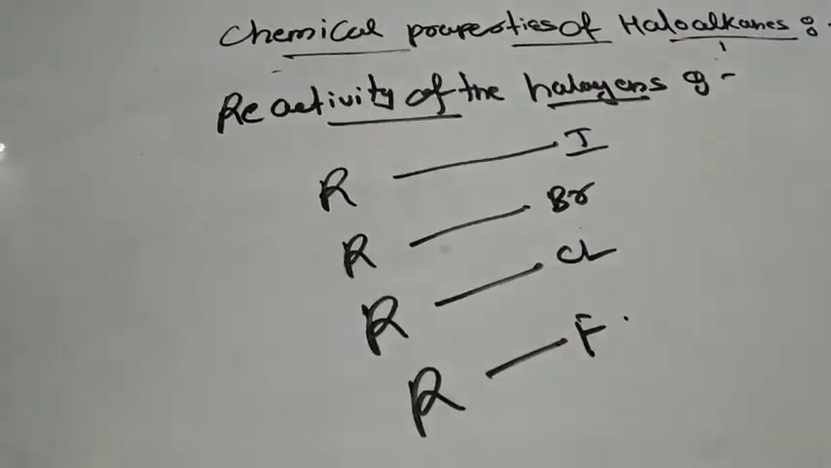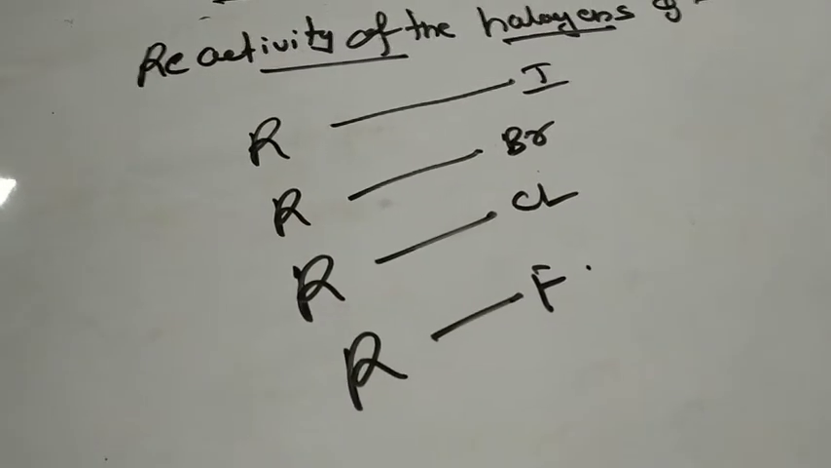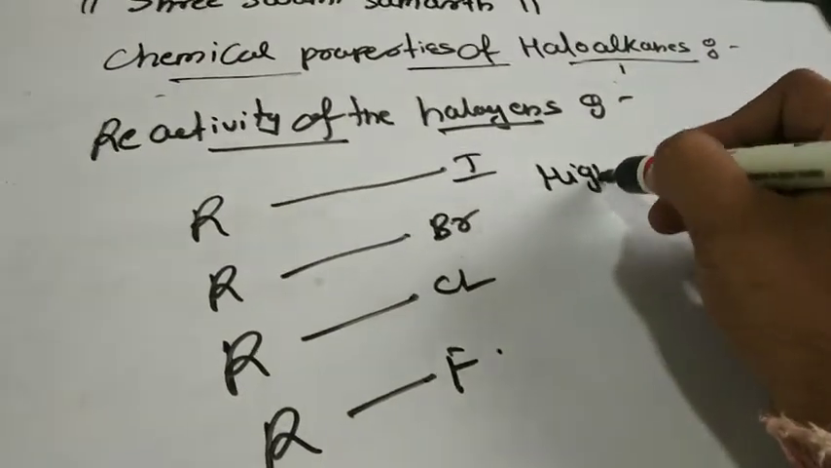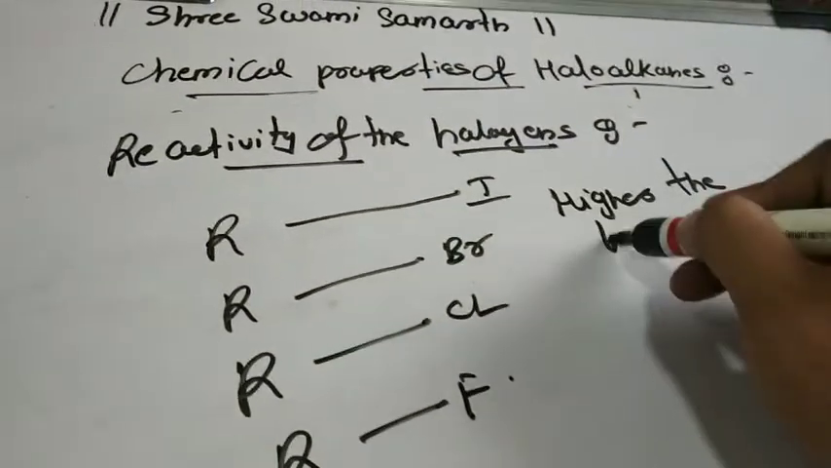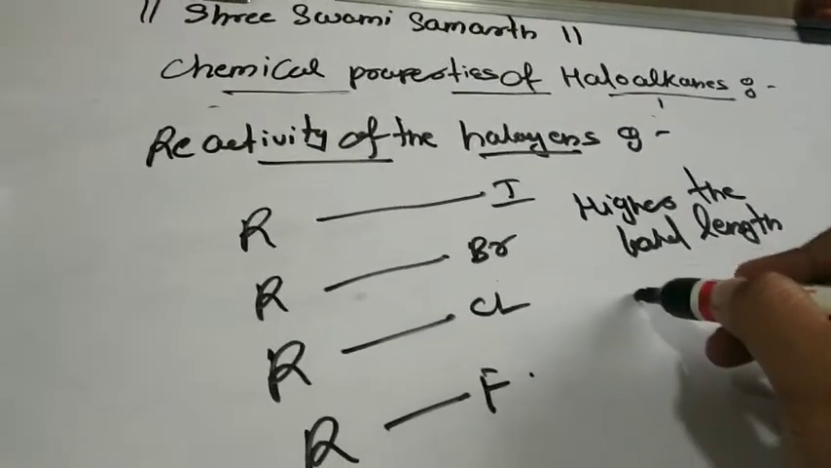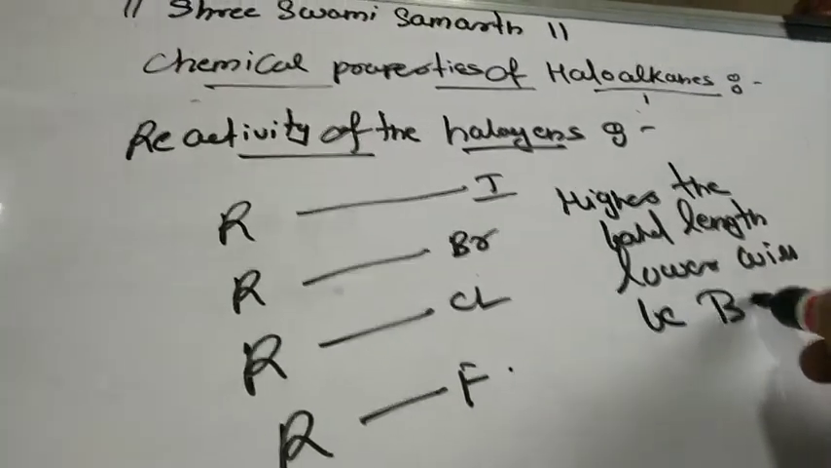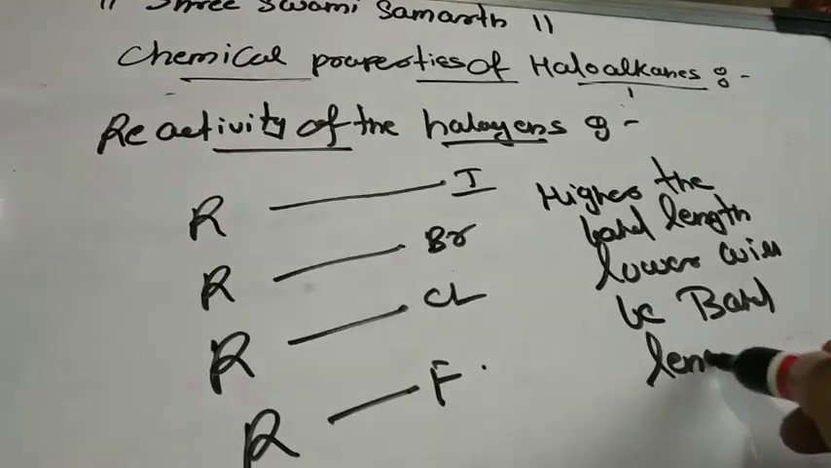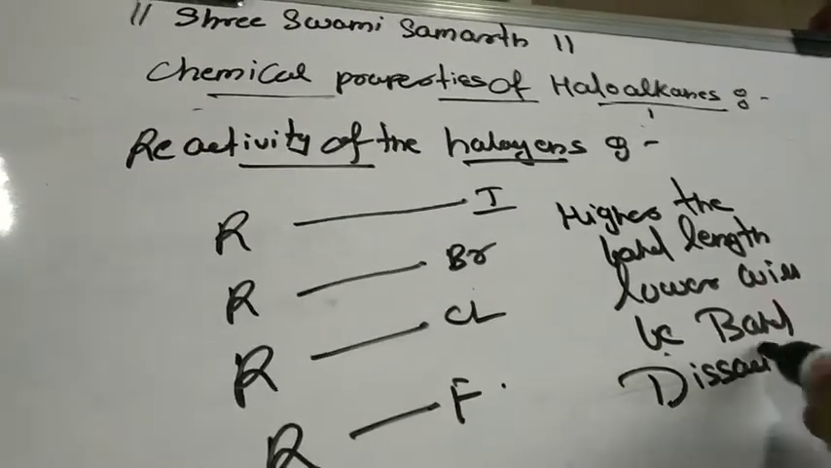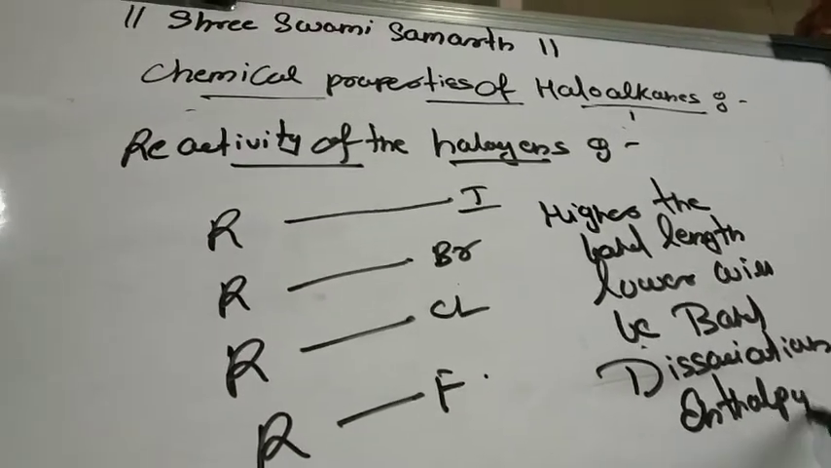So here one thing you all need to remember: higher the bond length, lower will be the bond dissociation enthalpy. You can note it down. Higher the bond length, lower will be the bond dissociation enthalpy, or you can also call it energy.